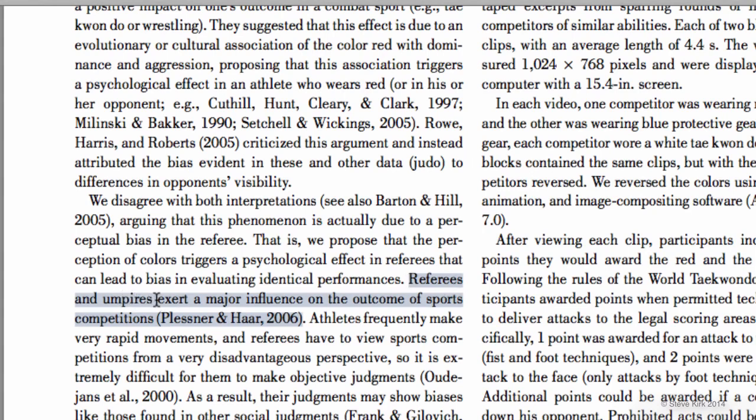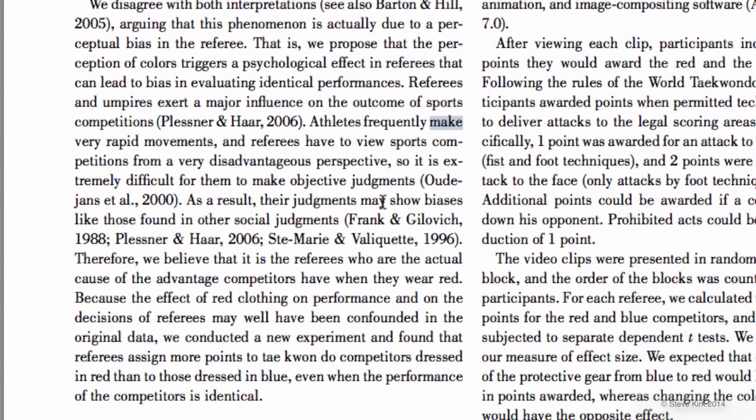"Referees and umpires exert a major influence on the outcome of sports competitions." It's a fact, and it comes from this source. "Athletes frequently make very rapid movements, and referees have to view sports competitions," okay? And that comes from this source. "As a result, their judgments may show biases." Okay, therefore, we believe that it is the referees.